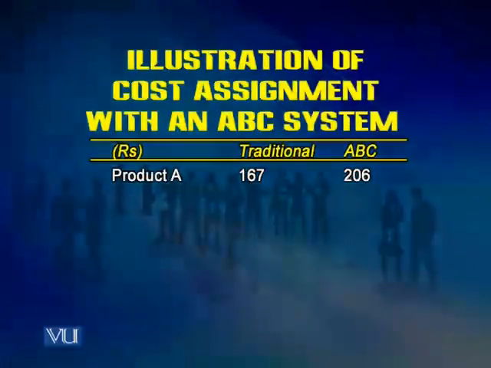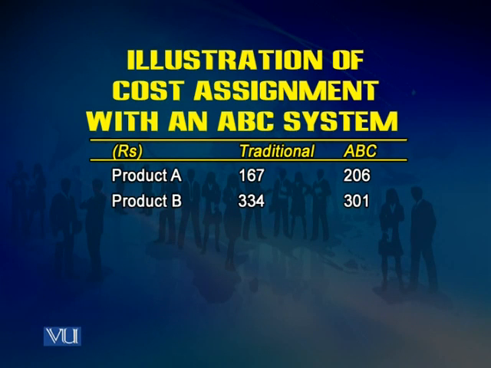Let us now compare how the costs have been arrived at and what is the difference in looking at under the traditional system and under ABC, what would be the difference in the cost of the product. We can see here the traditional and the ABC, both systems have been shown separately. Product A, the cost under traditional would be 167. Under ABC, it is 206. Product B, under traditional would have been 334. And under ABC, it is 301.